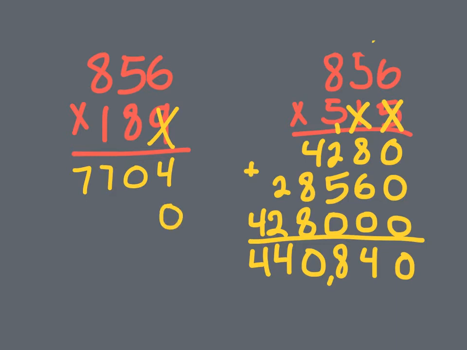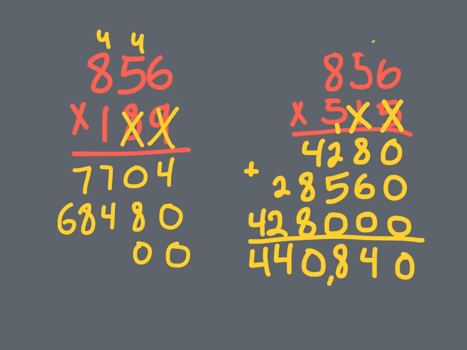8 times 6 is 48. Carry the 4. 8 times 5 is 40. Add 4 makes 44. 8 times 8 makes 64. Add 4 makes 68. Cross out the other number. Put 2 zeros. Let's go ahead and erase the numbers up top so it doesn't distract us again. 1 times 6 is 6. 1 times 5 is 5. 1 times 8 is 8.